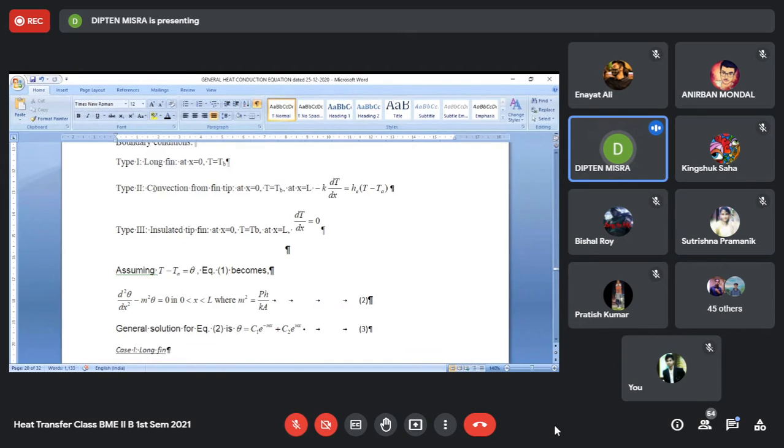Today we are going to discuss another type of boundary condition where there is convection from the tip of the fin.